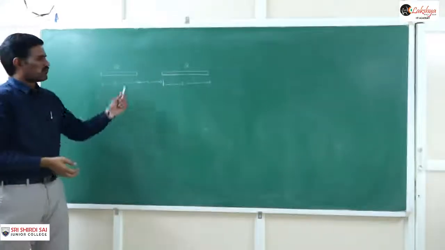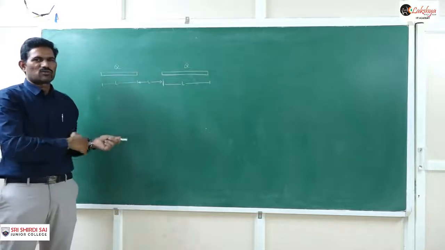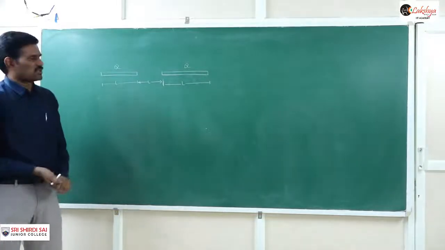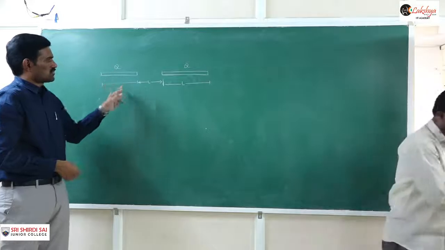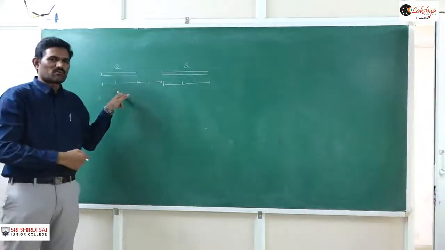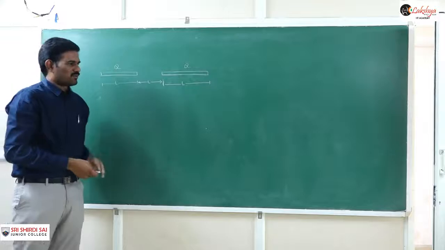Now we need to find the force between these two rods, that means the electrostatic force acting on one rod due to the other rod. Then we need to take small elements. We solved a similar problem in gravitation, and you can solve this problem in a similar way.